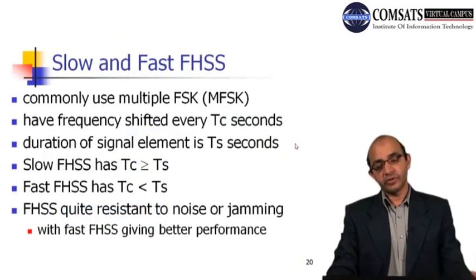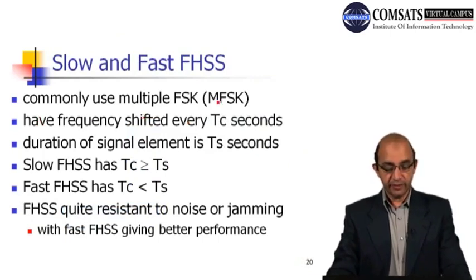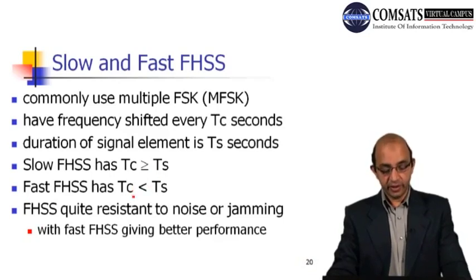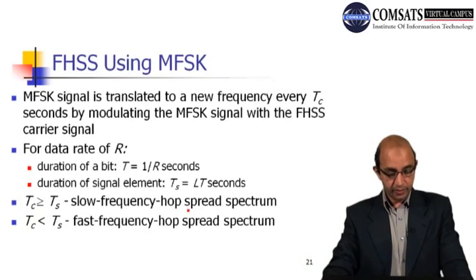Then we have different types of frequency hopping spread spectrum: slow and fast. Commonly used multiple FSK, MFSK, has the frequency shifted every Tc, and the duration of a signal element is Ts. Slow frequency hopping spread spectrum has Tc greater than or equal to Ts. For fast, we have a different scenario: Tc is less than Ts. Frequency hopping spread spectrum is quite immune to noise and jamming.